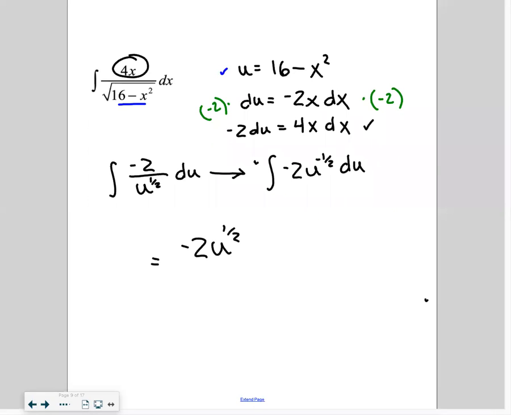This becomes u to the positive 1/2, comes to the positive 1/2 down here. So I just flip the denominator, right? Multiply by the reciprocal to get -4.